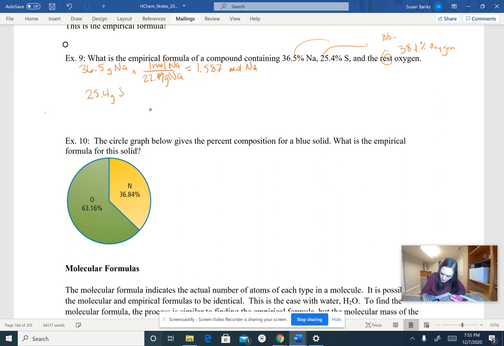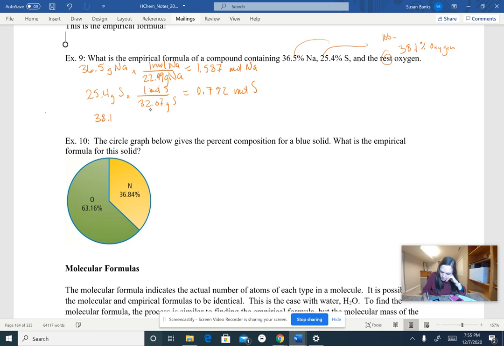25.4 grams of sulfur. And when we looked up sulfur last time, it was 32.07 grams of sulfur in 1 mole of sulfur. So let's do that really quick. 25.4 divided by 32.07 gives us 0.792 moles of sulfur.